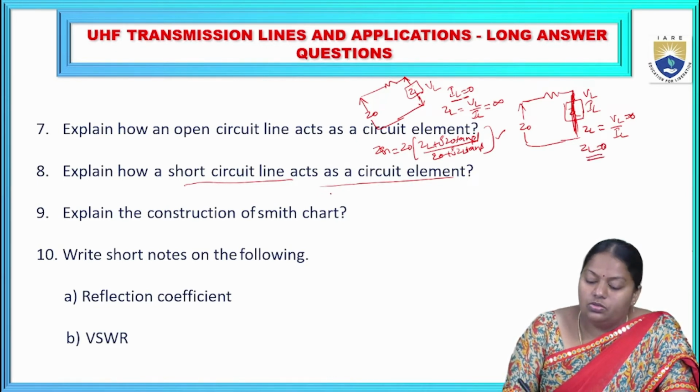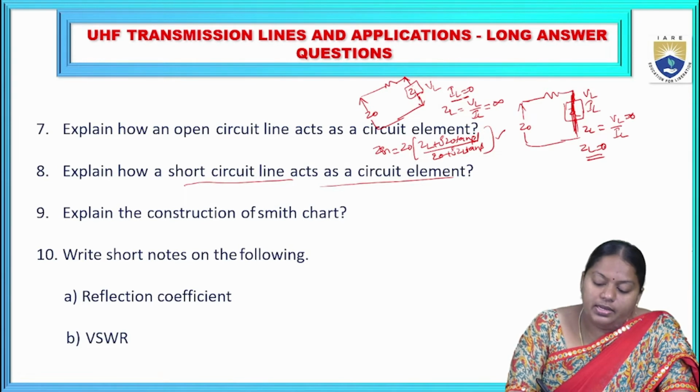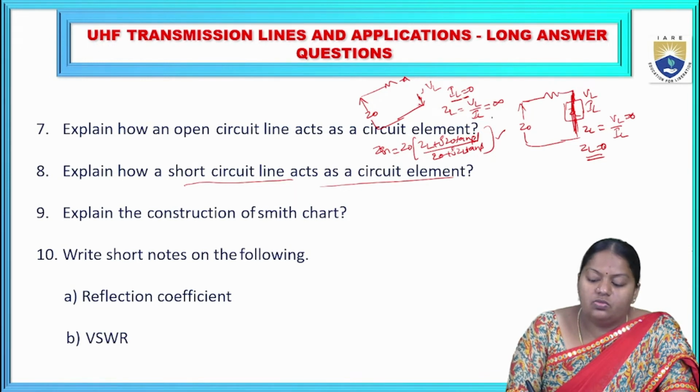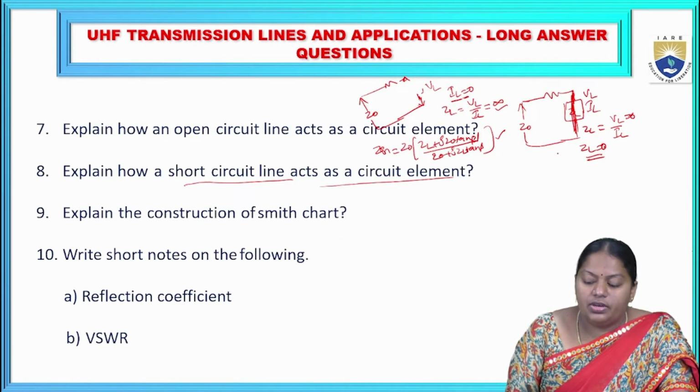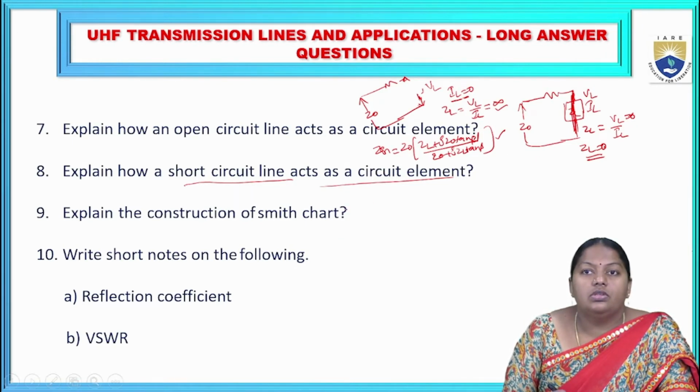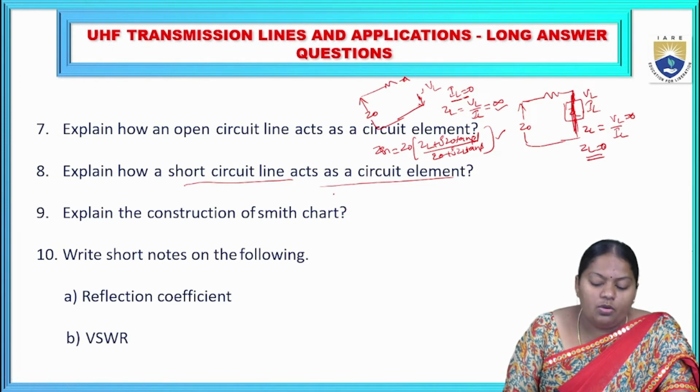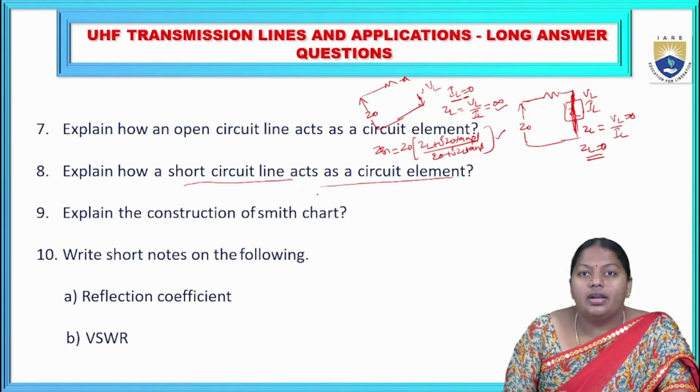If VL is equal to 0, then ZL is equal to 0 for the short circuited line. Similarly, in the open circuited line case, we just remove ZL, so for the open circuited terminus we assume the load impedance is infinity, and for the short circuited case ZL is equal to 0. Depending upon the load voltage and the load current, we analyze the open circuited line as a circuit element and the short circuited line as a circuit element.